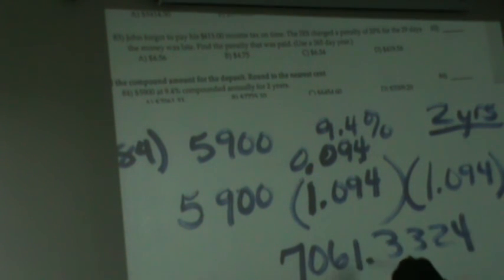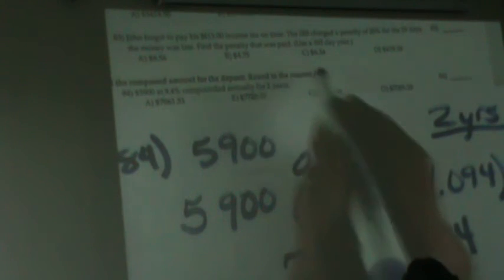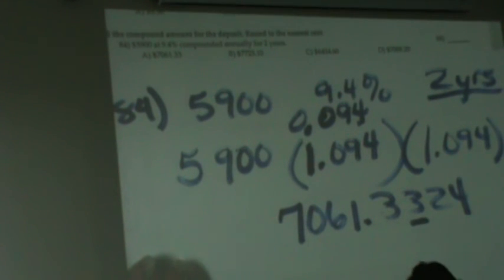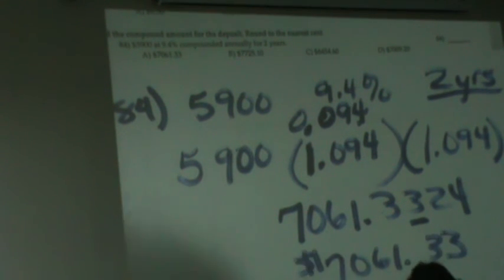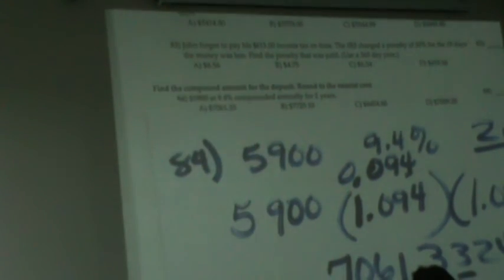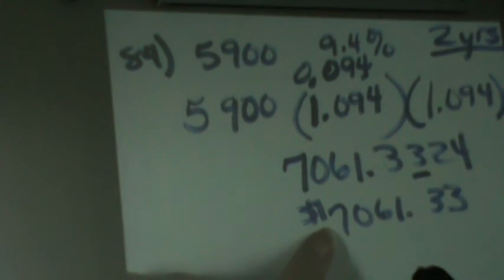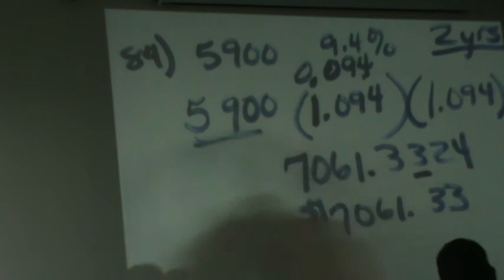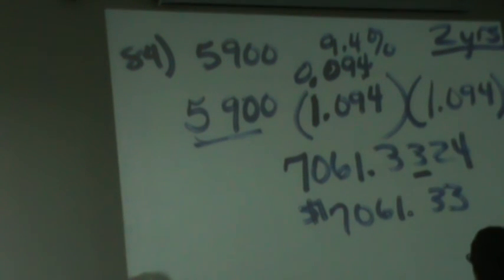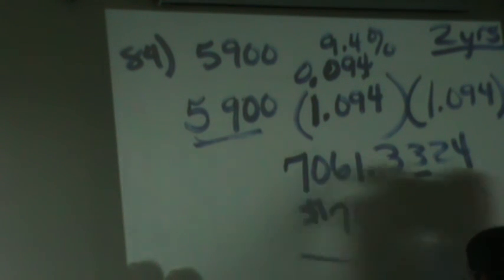7061.3324. Of course, you're going to round to the cent, the penny, 7061.33. It was the compound amount, so this is the compound amount. If it wanted the compound interest, you would have had to subtract the principal from it. But if it didn't have that on our review, you won't have that on your test. Compound amount.